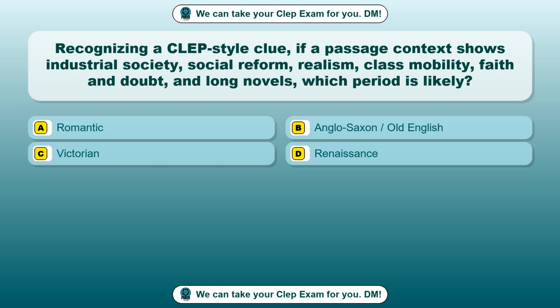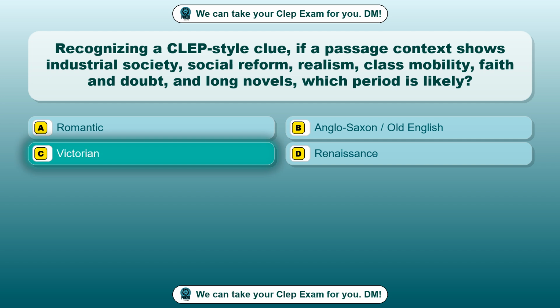Question 56. Recognizing a CLEP-style clue: if a passage context shows industrial society, social reform, realism, class mobility, faith and doubt, and long novels, which period is likely? Option A. Romantic. Option B. Anglo-Saxon/Old English. Option C. Victorian. Option D. Renaissance. The correct answer is option C.